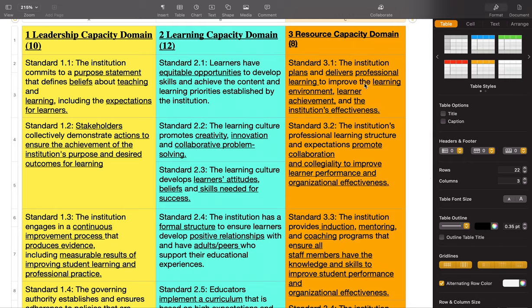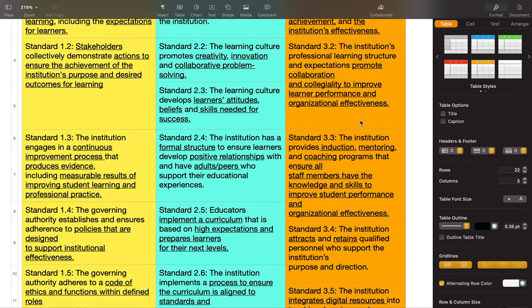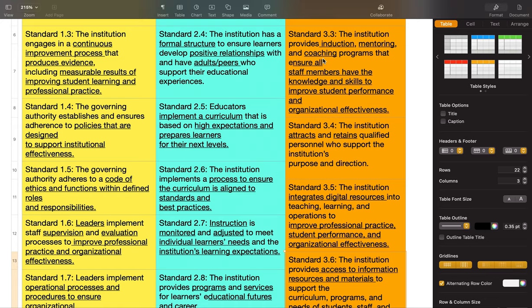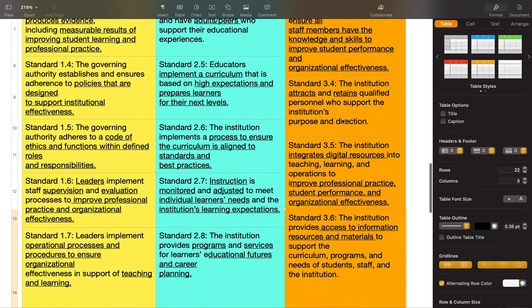The resource capacity domain highlights in its first standard how the institution is preparing plans and delivering professional development in order to improve the learning environment, learning achievement, and the institution's effectiveness. The second standard is the institution's professional learning structure and expectations and how it promotes collaboration to improve learner performance and organizational effectiveness. The third standard highlights how the institution provides induction, monitoring, and coaching programs that ensure that all staff members have the knowledge and skills to improve students' performance and organizational effectiveness.